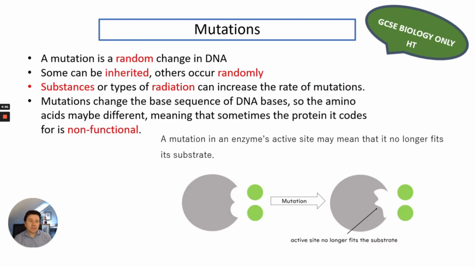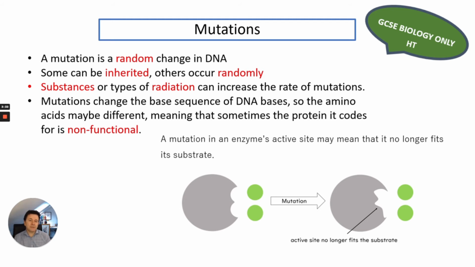Now, mutations also occur. A mutation is a random change of DNA. Some mutations can be inherited, others occur randomly. Sometimes substances or types of radiation can increase the rate of mutations. Mutations change the base sequence of DNA, so the amino acids may be different, meaning that sometimes the protein it codes for is what we call non-functional.